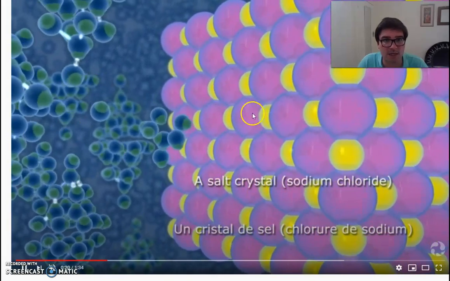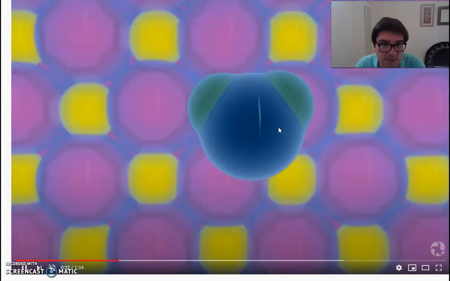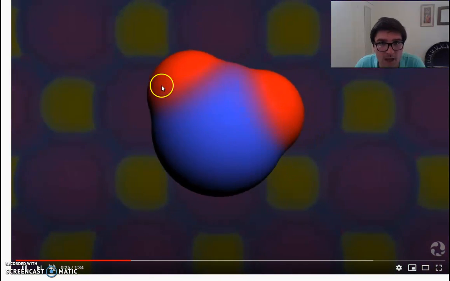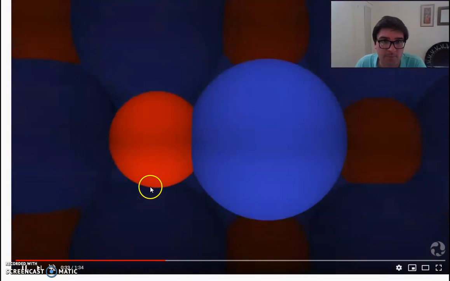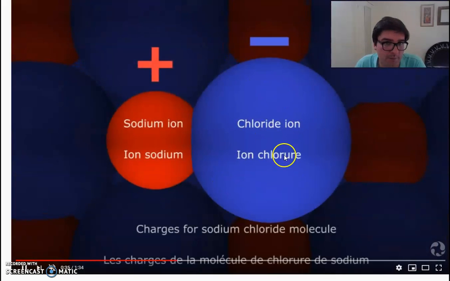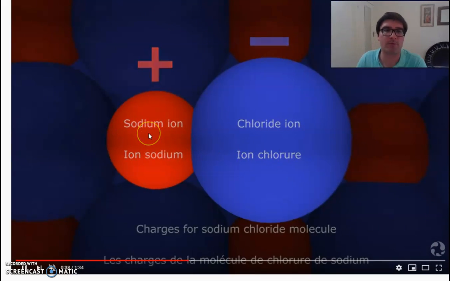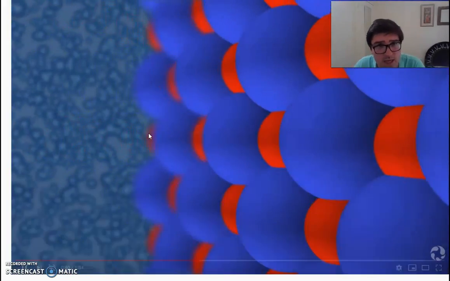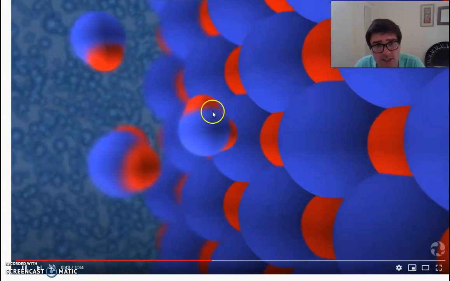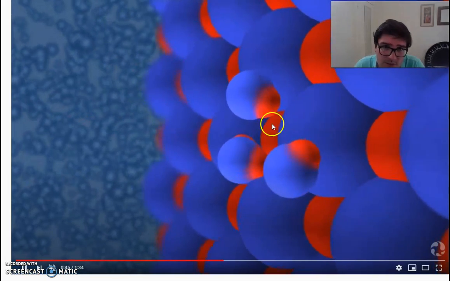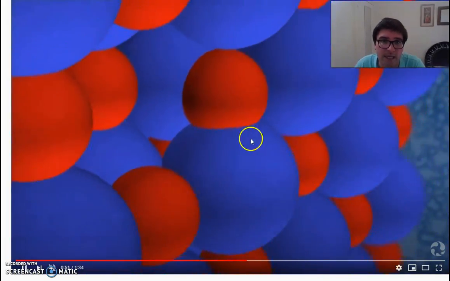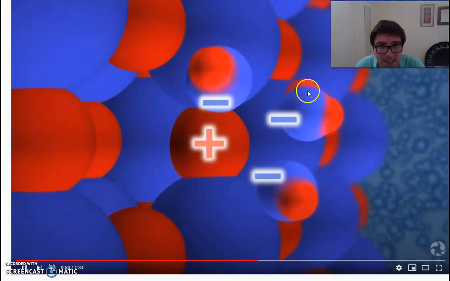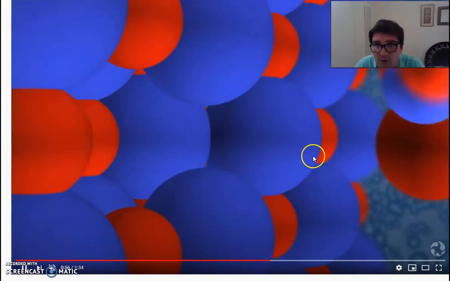Okay, guys, so here you will see there's our sodium chloride crystal, and there's our water molecule, that being the hydrogens and that being the oxygen atom. It's polar, it's got a positive side and a negative side. Okay, so here's our chloride ion represented by the blue balls and the red balls representing the sodium ions. As the water molecules approach these sodium chloride ions, I want you to see that the positive side is around the negative chloride ion, and the negative oxygen atom side is around the sodium ion.